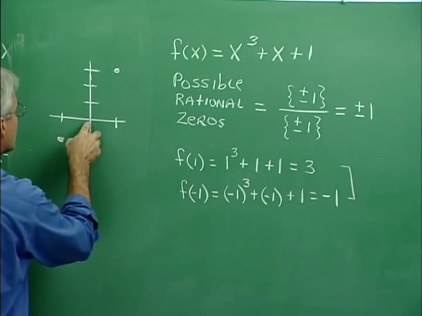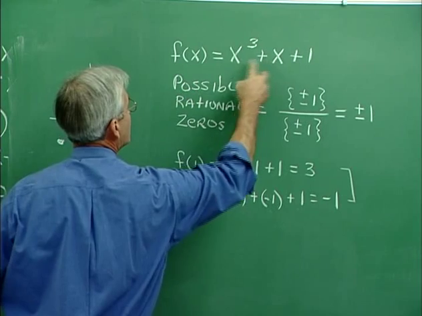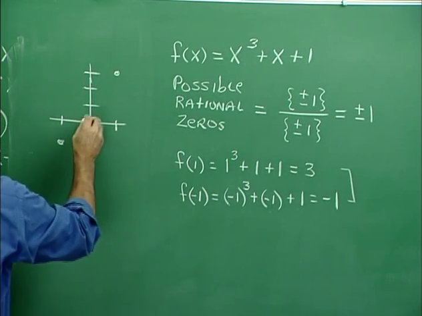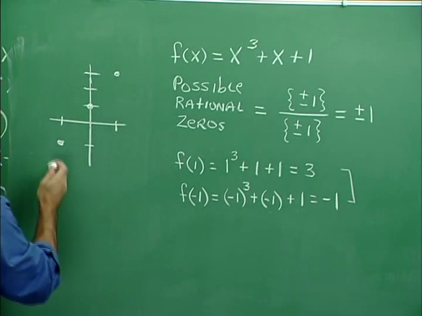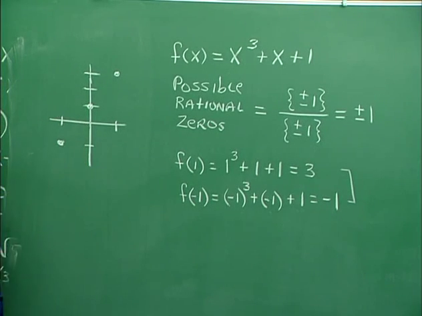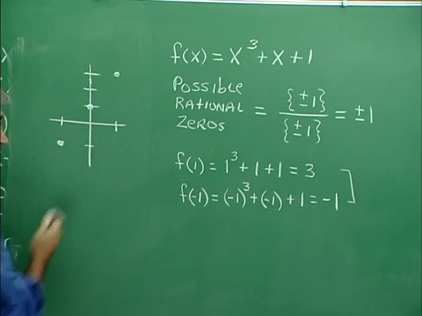What about f of 0? Let's see what that gives us. Well, up here, if x is 0, these go out and we have 1. So f of 0 is 1. Aha, now we've narrowed our crossing to the interval from negative 1 to 0. Can it possibly be a rational 0 that's in this interval?